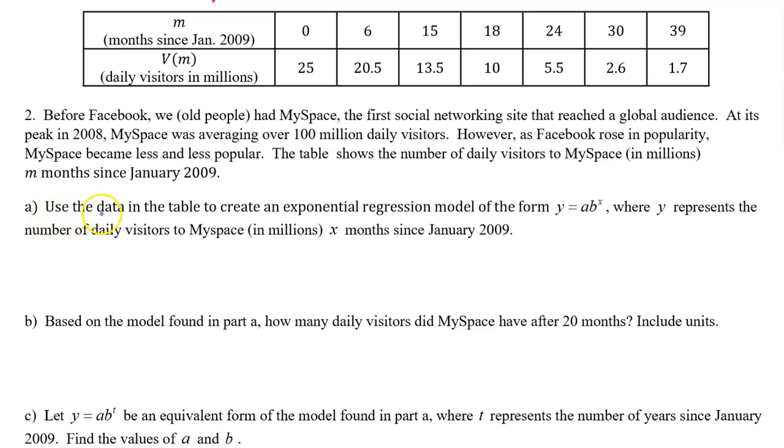Part A. Use the data in the table to create an exponential regression model of the form y equals a times b to the x power, where y represents the number of daily visitors to MySpace in millions, x months since January 2009. I normally like to use v of m to match what we are given on the table, but they are specifically telling us to use y and x, so I'll do that.